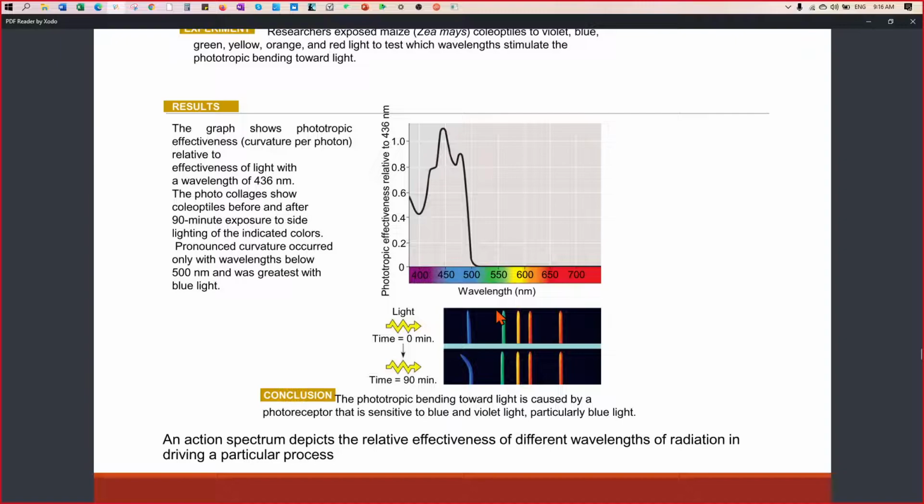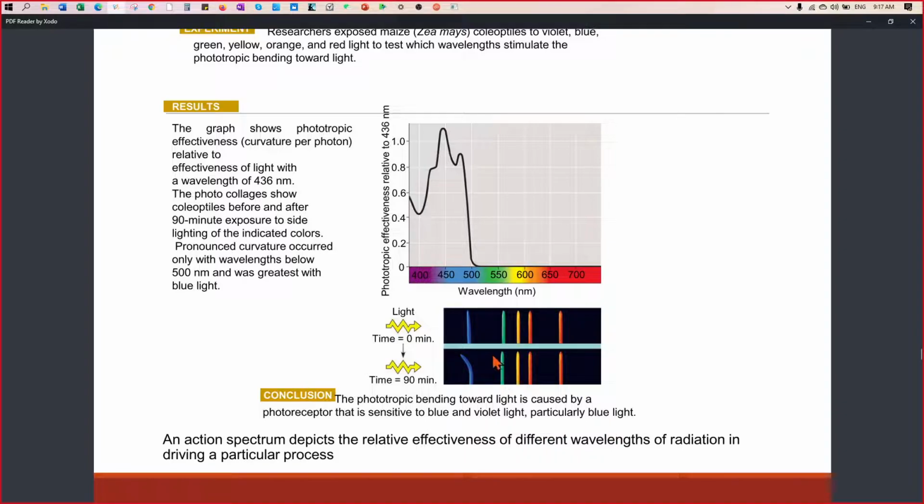Here's a little experiment. When lights of various colors are given to the growing coleoptile, remember, that's the sheath cap for grasses like rice and corn. When you give it red, yellow, green, the coleoptile is not bending. But the moment you give the blue light region, which includes the UV as well, the coleoptile starts to bend towards it. So from this short experiment, it can be said that the phototropic bending toward light is caused by a photoreceptor that is sensitive to blue and violet light, particularly blue light.